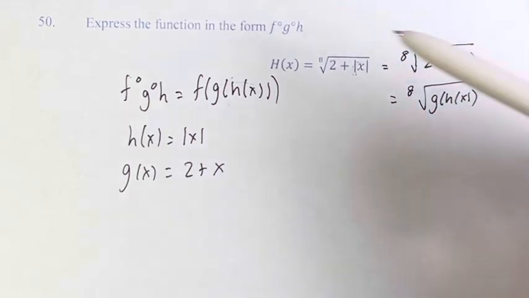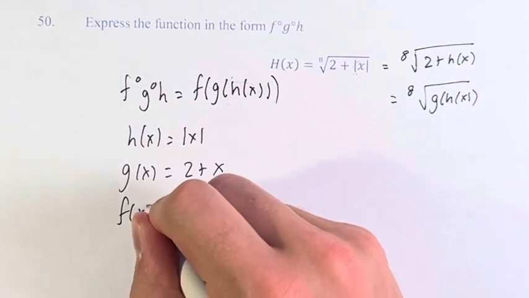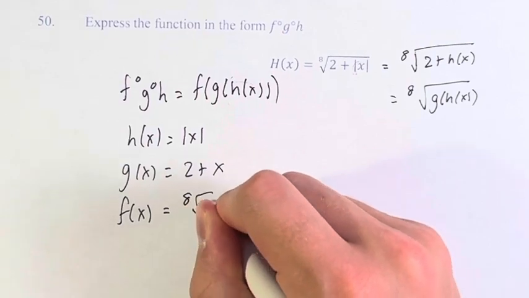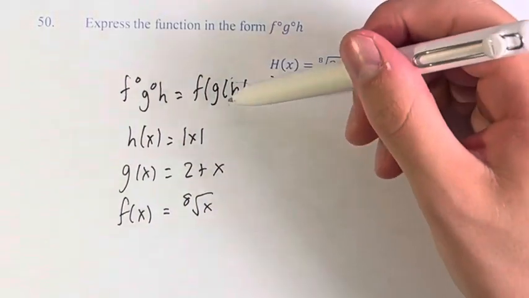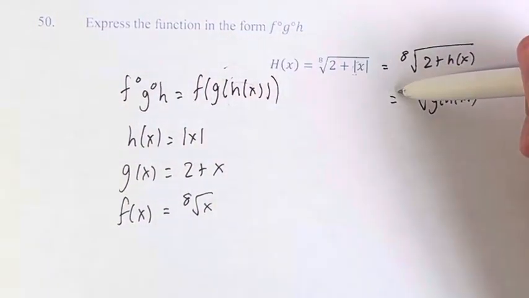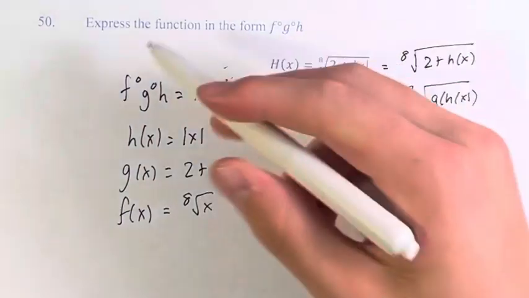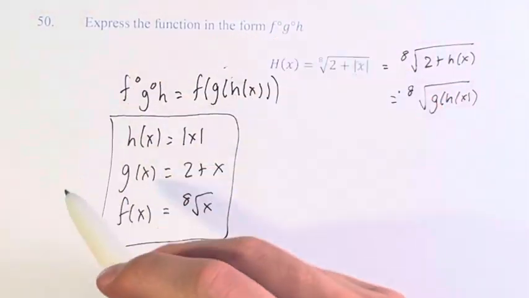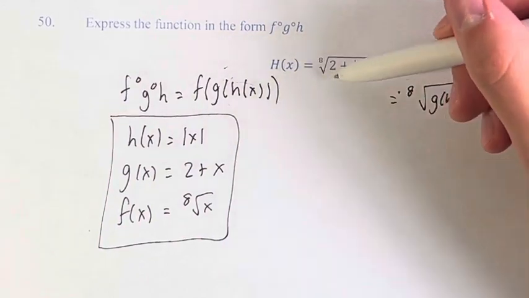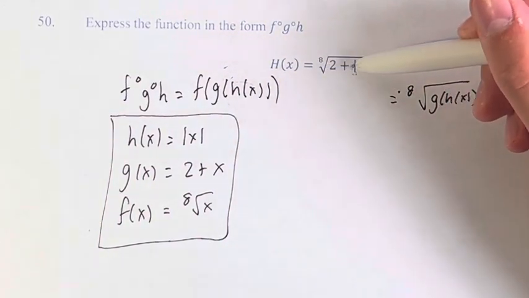So therefore, the last step, f, has to be just the eighth root of x. And by plugging in g of h of x, you get the eighth root of g of h of x. Therefore, these are the three functions that result in this composition, capital H of x, which is equal to the eighth root of 2 plus the absolute value of x.